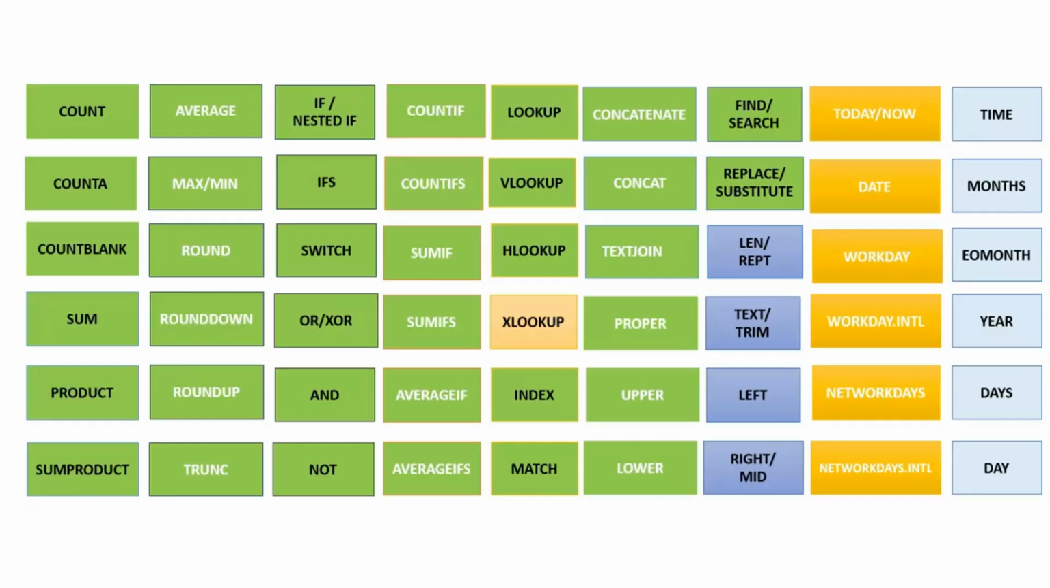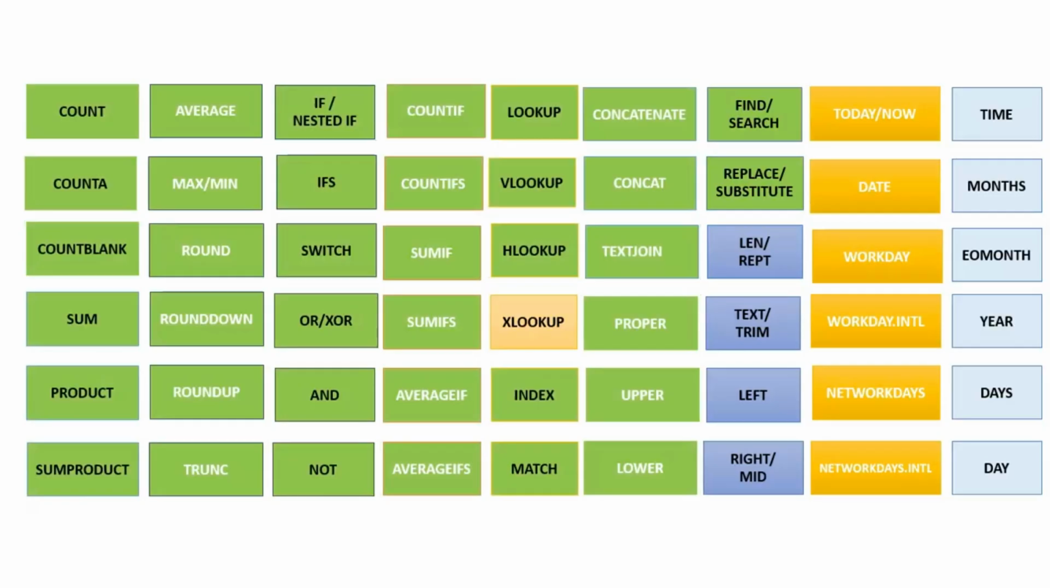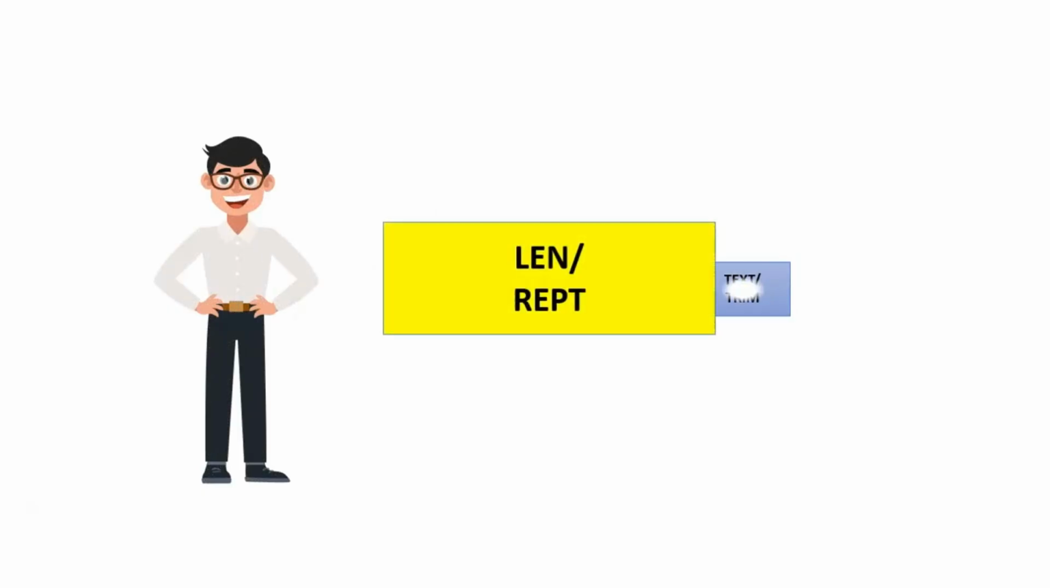In the list presented, the green colored functions are already covered in our earlier sessions. One can refer to the Excel functions series playlist for accessing any of the earlier sessions. The functions in the yellow box, which are length, repeat, text, and trim, are going to be discussed in this session. We will start our discussion with length and repeat function.